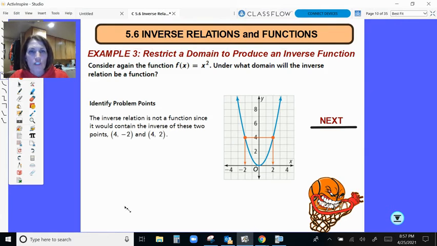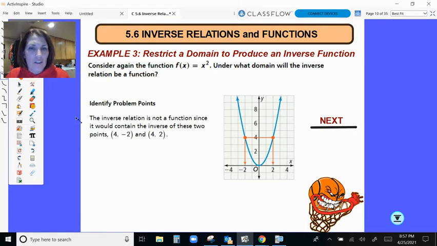So how do you restrict a domain? Consider again this function, this parabola. Under what domain will the inverse be a function? Remember, this is not a function because it was a sideways parabola. It didn't pass the vertical line test.